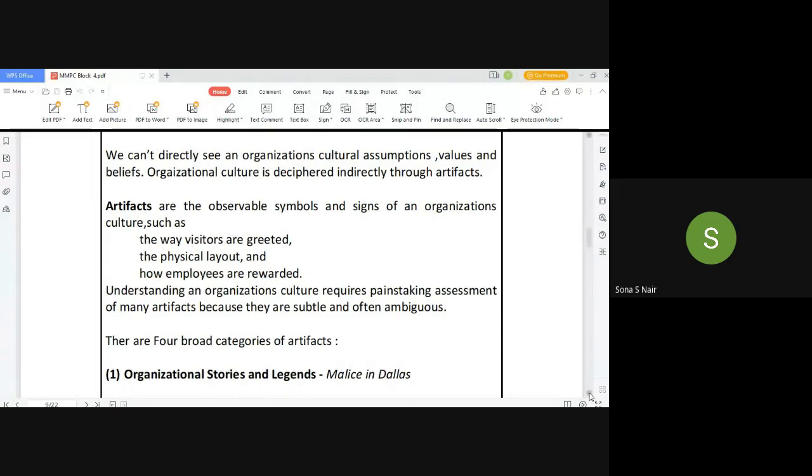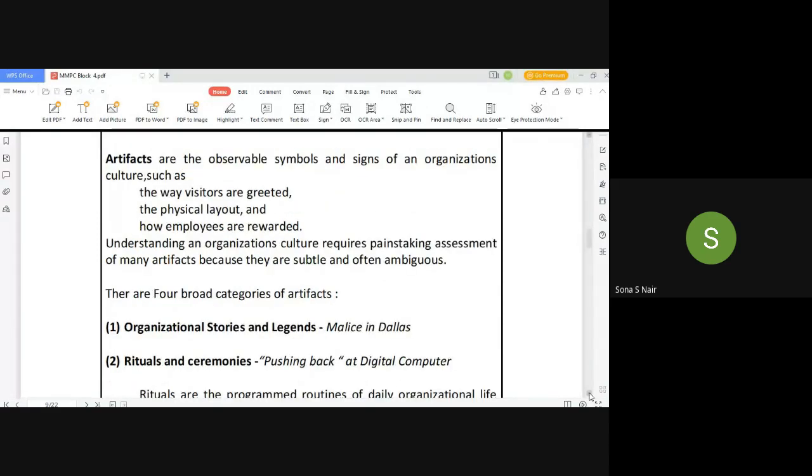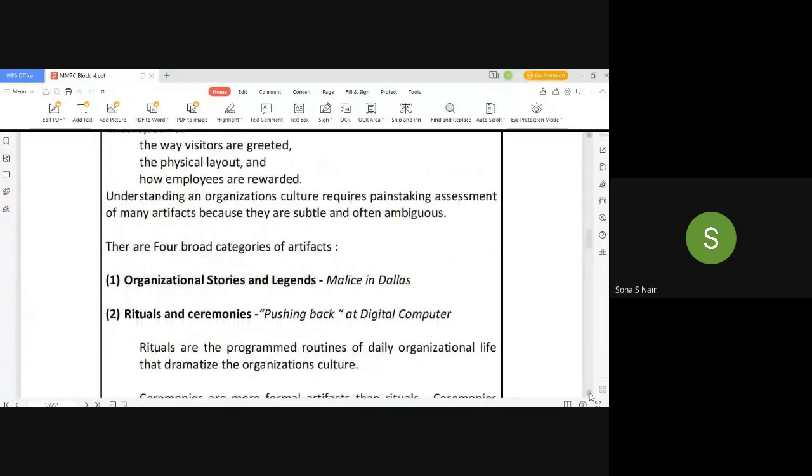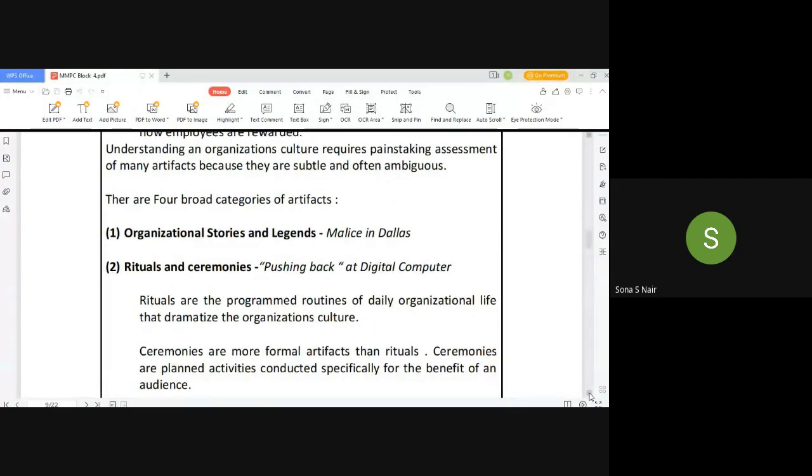When you observe the organization in various aspects over a period of time, only then would you be in a position to understand what the culture of the organization is like. But still, it is the most important thing that the organization can be described as. So there are four broad categories of artifacts, or things that you can observe about the organization to find out the culture. They are organizational stories and legends.